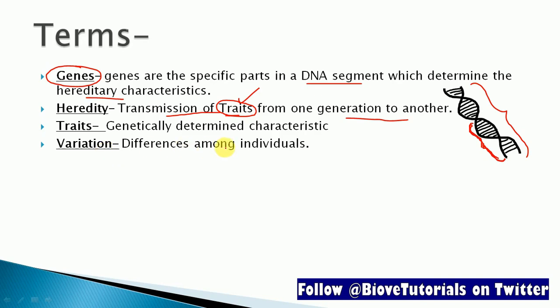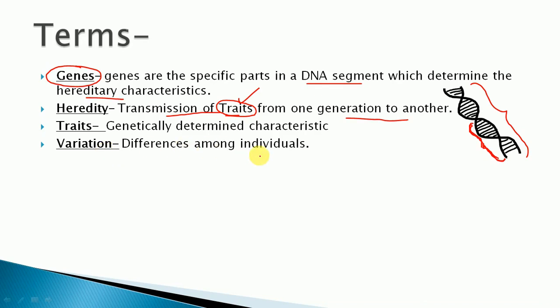Variation is the differences among individuals. In case of the human species, each person has their own unique characteristics which are different from another person, so those differences are known as variation. Okay, so these were certain terms which we have studied in this chapter. Now in the next part we will start with the allele, the concept of allele. Okay, so thank you for watching. We will meet in the next part.